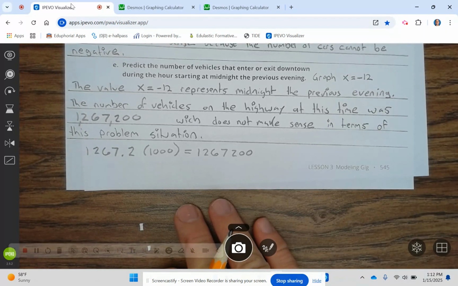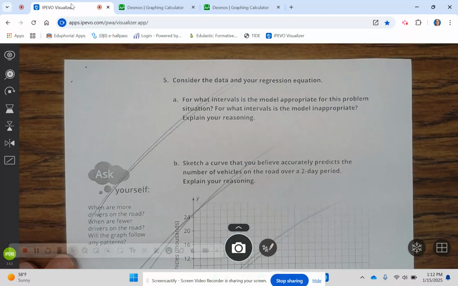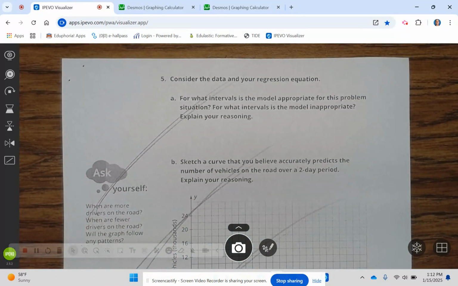Let's go ahead and take a look at the next page. Go ahead and mark out this page. And have a wonderful Wildcat day.